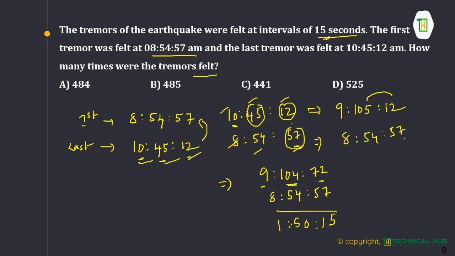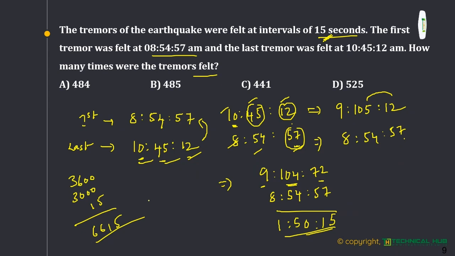And you know the time interval of the tremors. What is the time interval given? Every 15 seconds. So convert this entire time into seconds. You know 1 hour is equal to 3600 seconds, and 50 minutes is nothing but 50 into 60, that is 3000 seconds, and here 15 seconds are there. Then the total is 6615 seconds.